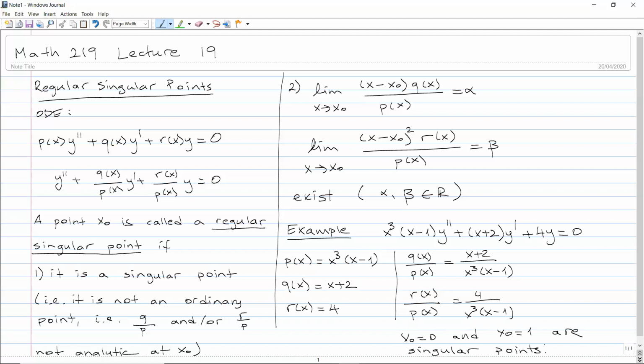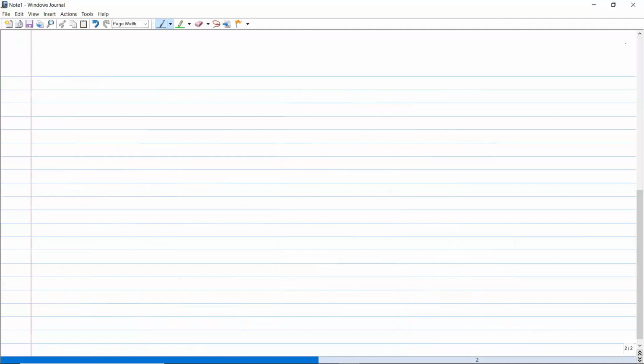At these points, the functions q over p and r over p are not defined, so they cannot be analytic. They are singular. And there is no other singular points because the functions, okay, let's also write this down.